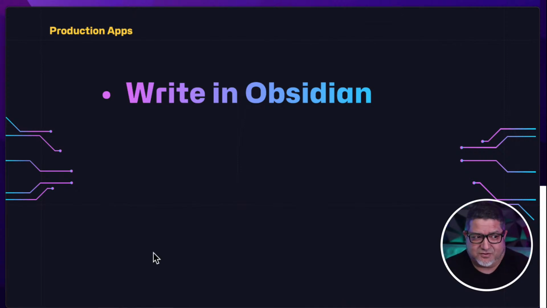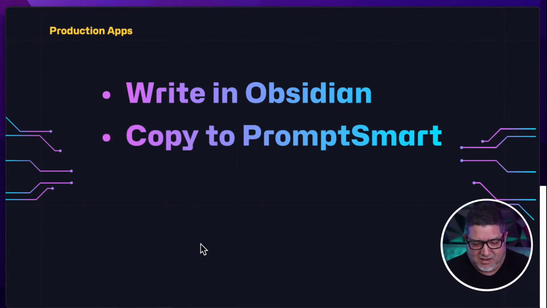And then after I finish with Obsidian, I take that script and then put it in a tool called Prompt Smart. So Prompt Smart allows me to just have an app on my machine that runs my prompter. And right now I'm looking at the prompter.